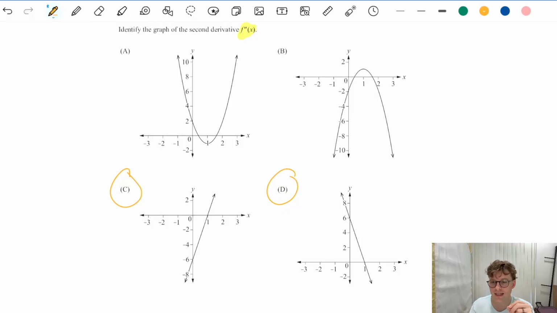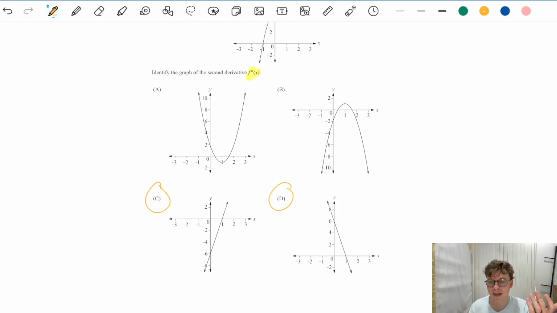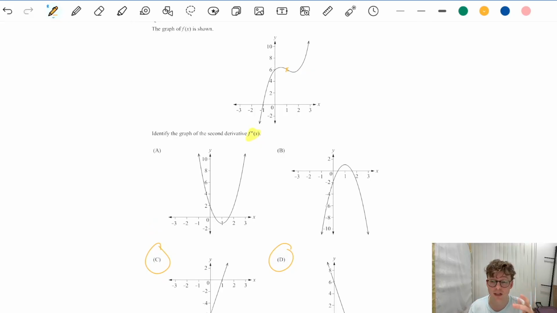The question is, is it going to be like I've got two different lines, where is it positive, where is it negative? To determine that part, it might be beneficial to draw a rough sketch of what the first derivative looks like. That might help us out a little bit, okay?